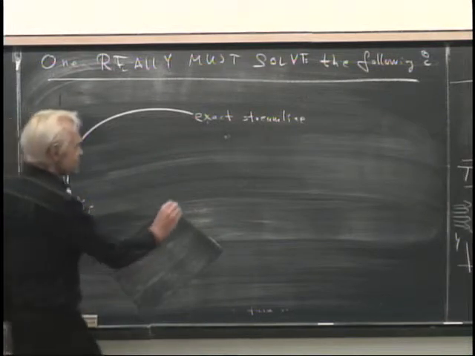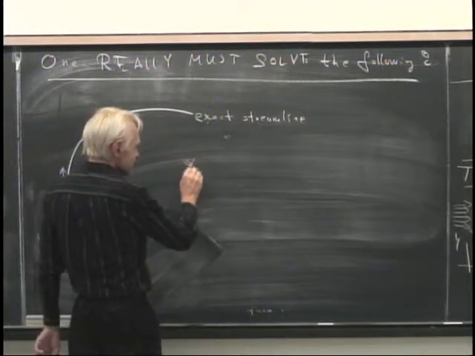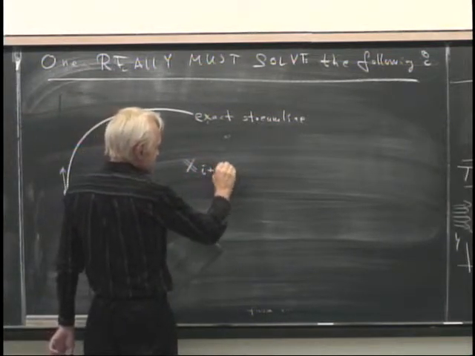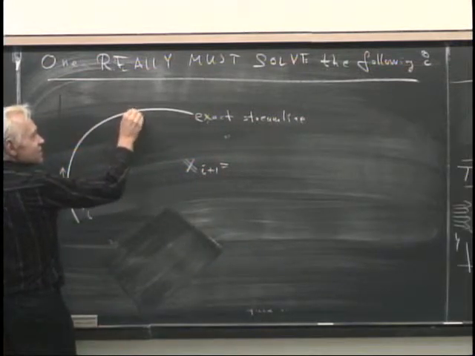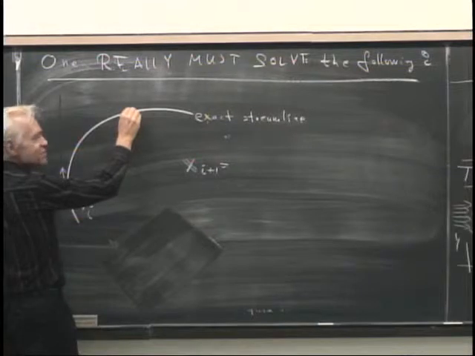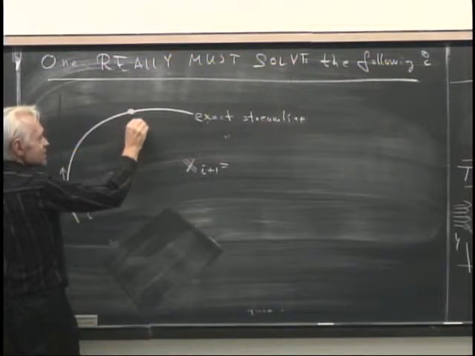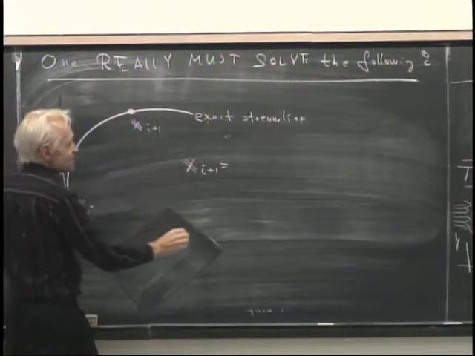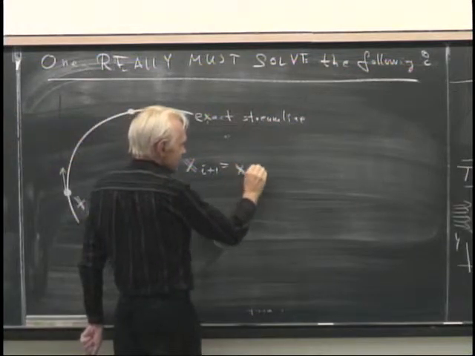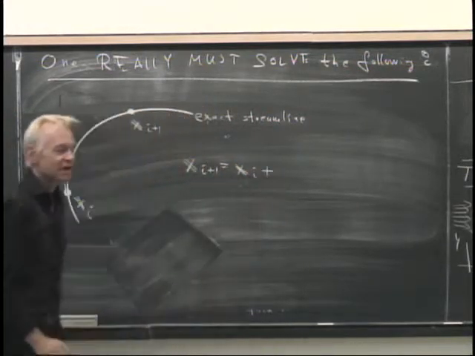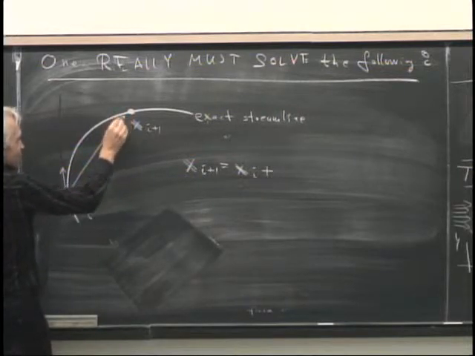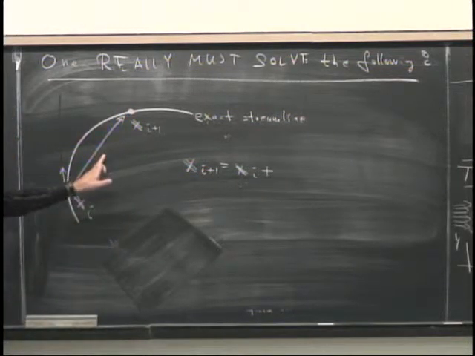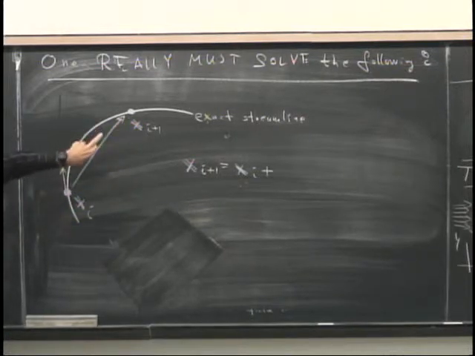So what I really have to solve is my next point, xi plus 1, is my current point. I want to get this point exactly on the curve. How can I force it to be exact? Xi plus 1 is the current point, xi, plus a vector, and the vector is this one. This is the vector I want. Next point is previous point plus this vector. The issue is, how do I get this vector?